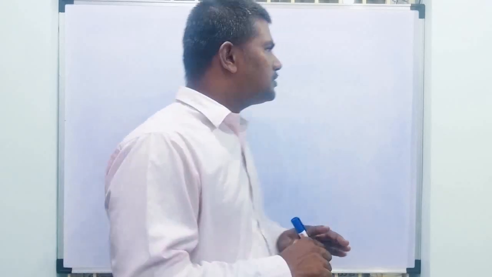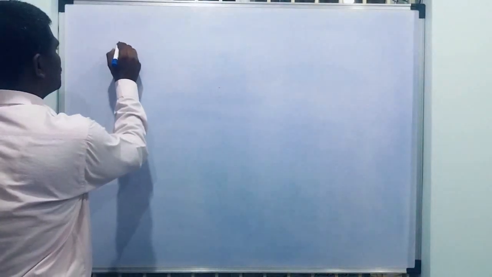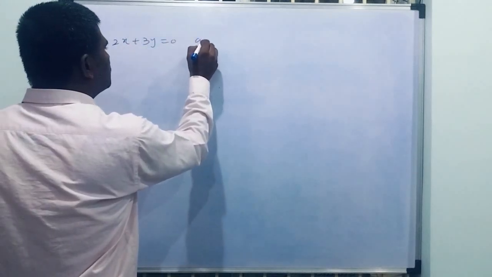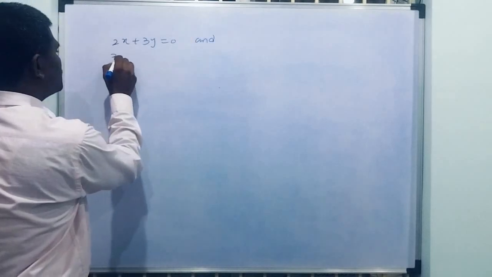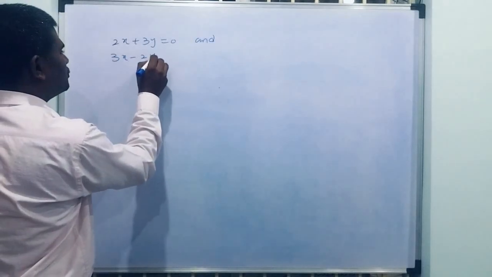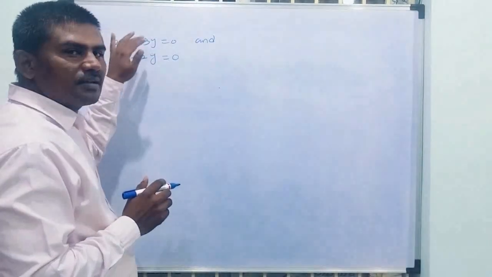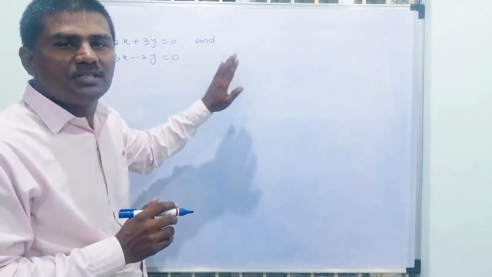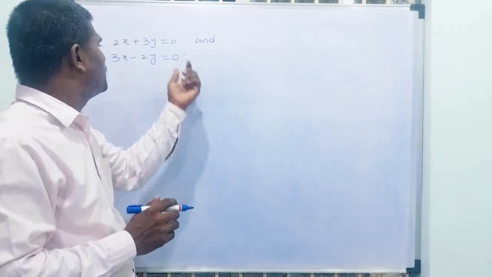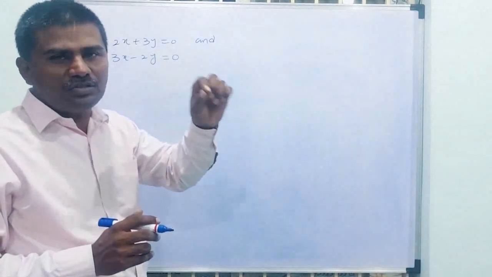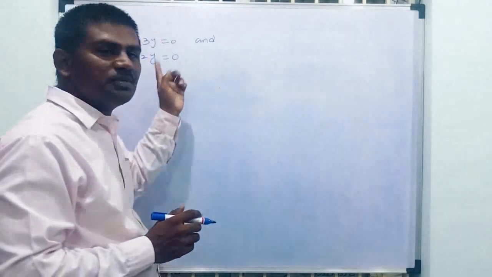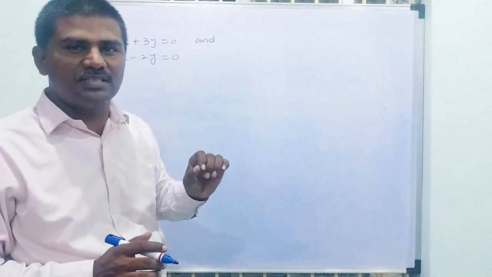equations. Suppose you have the equations 2x plus 3y is equal to 0 and 3x minus 2y is equal to 0. The equations are equal to 0. Such equations are called a homogeneous system of equations. If at least one of these is non-zero, then this system is called a non-homogeneous system.